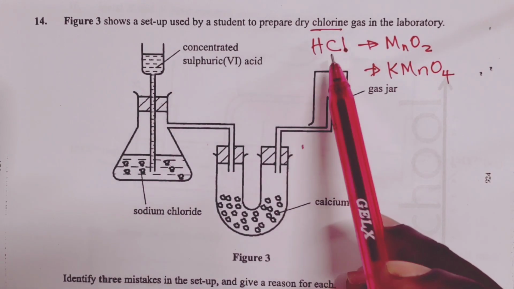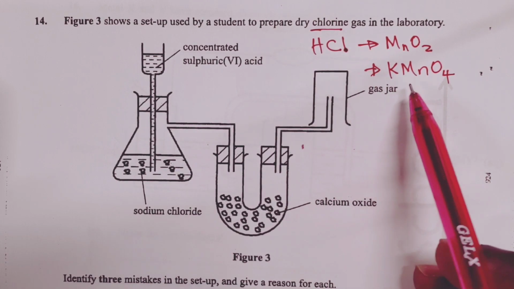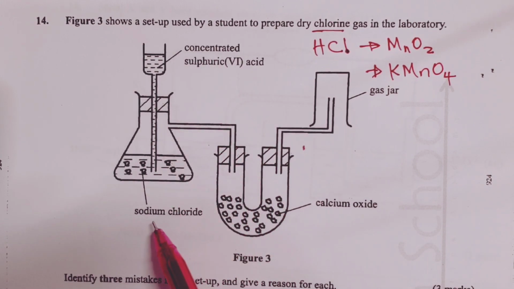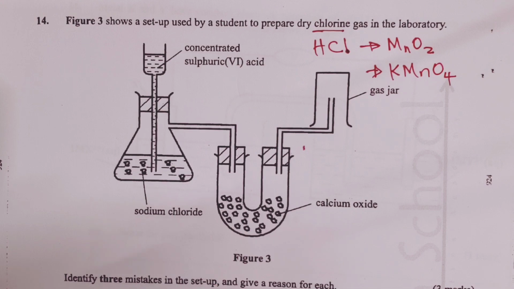But instead of oxidizing our concentrated hydrochloric acid, this student now used concentrated sulfuric(VI) acid with sodium chloride, which, as you know, will never produce chlorine gas. Instead, we shall produce hydrogen chloride gas, which goes against what the examiner or what the student intended to prepare. So the first mistake is to use the wrong reagents in the generator.